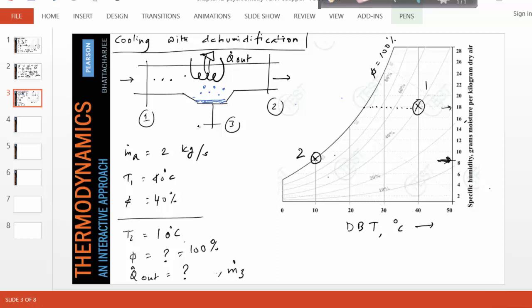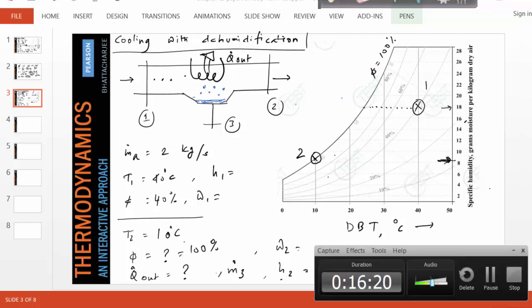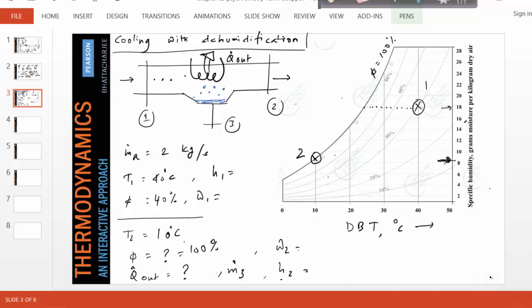So let's find omega at state 2. The legitimate question to ask will be, what is enthalpy at state 1, what is omega at state 1, and omega 2 and enthalpy at state 2, because we'll need them for the mass and energy balance equations. We can go to the psychrometric chart and pick up those values.